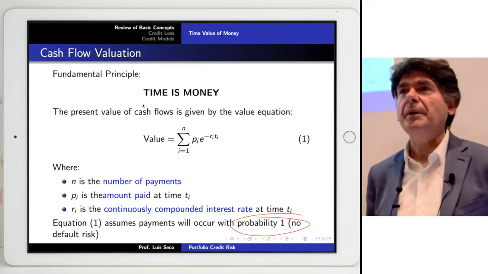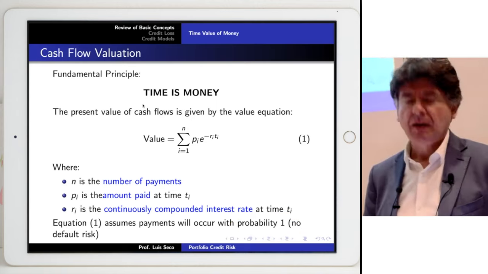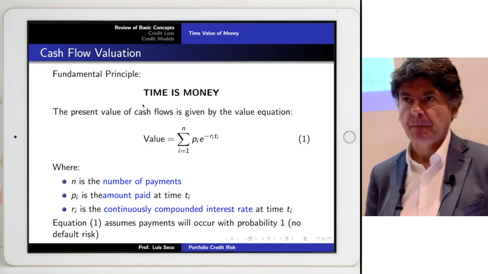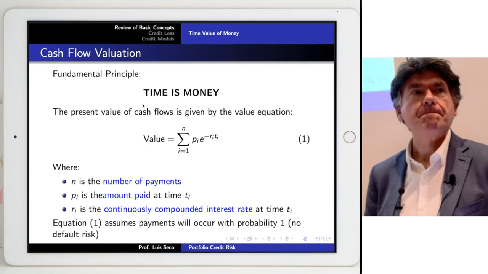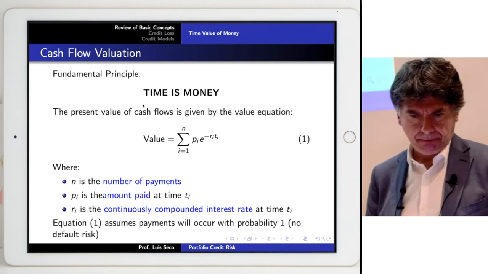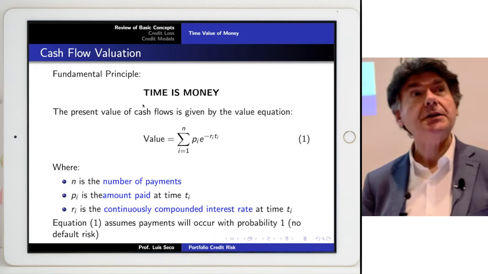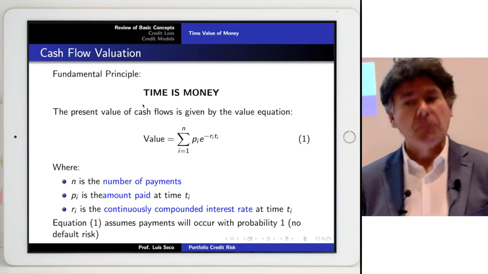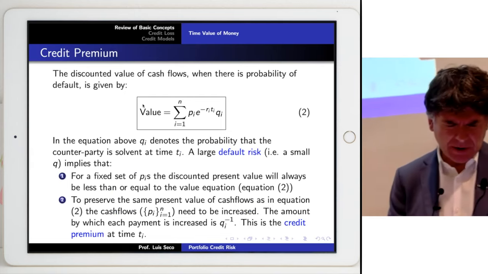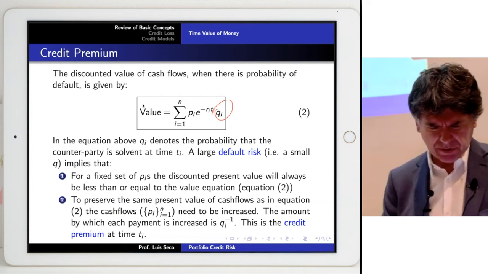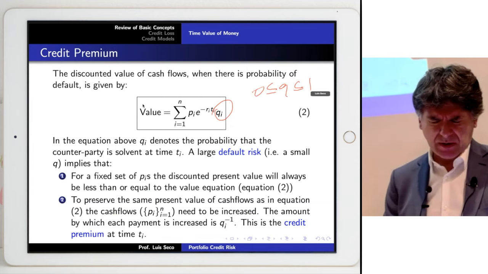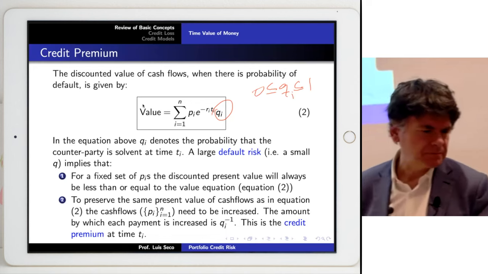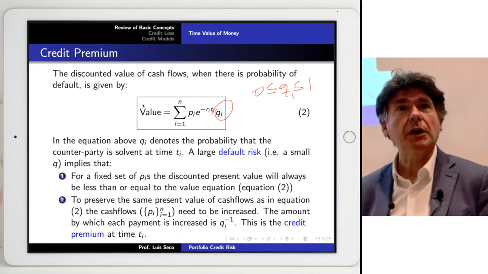What will happen if we now question the probability with which these payments will happen? What if you question this probability? How shall we modify this? Any guess? We multiply by the probability. So if the probability, I call it Q, is a number between 0 and 1, the probability that this payment will happen at that time, then that will be the valuation formula for it, don't you think?